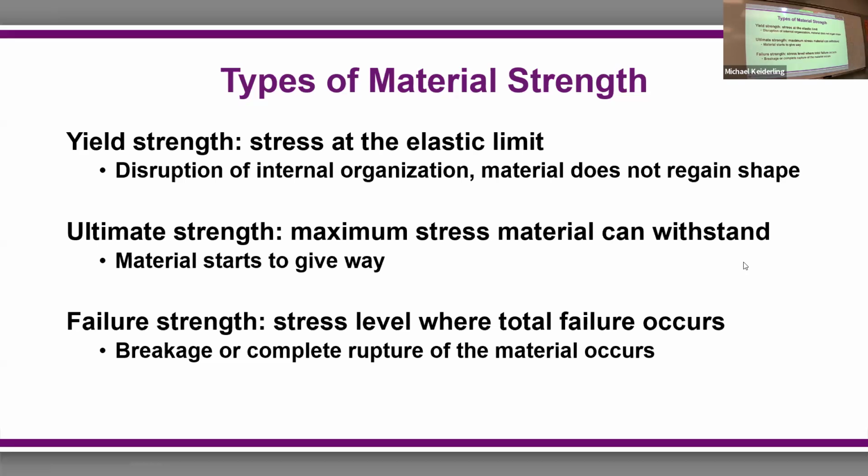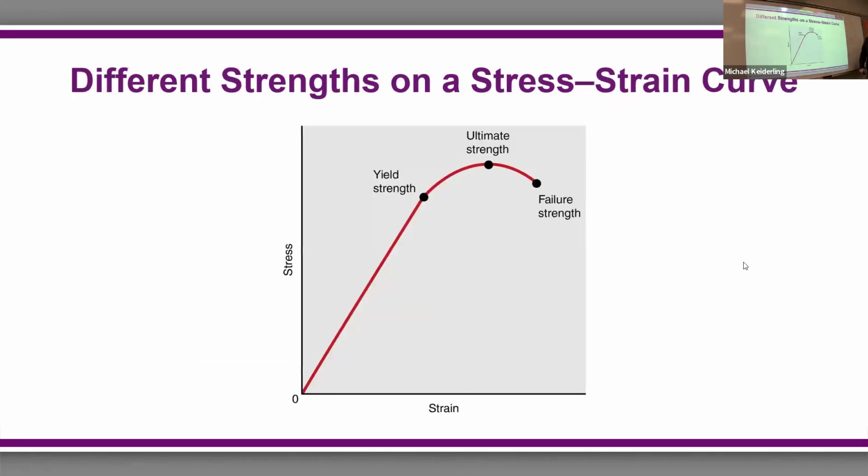The yield strength is the stress at the elastic limit. The ultimate strength is the maximum stress it can withstand. This is where it starts to give way, and the failure strength is where total failure occurs. And sometimes the failure strength can be less than the ultimate strength because it'll go up to the ultimate strength and then lower down as it deforms. So yield strength, ultimate strength, failure strength. And I think that's where I'll stop today, and I'll go over this all again on Thursday.